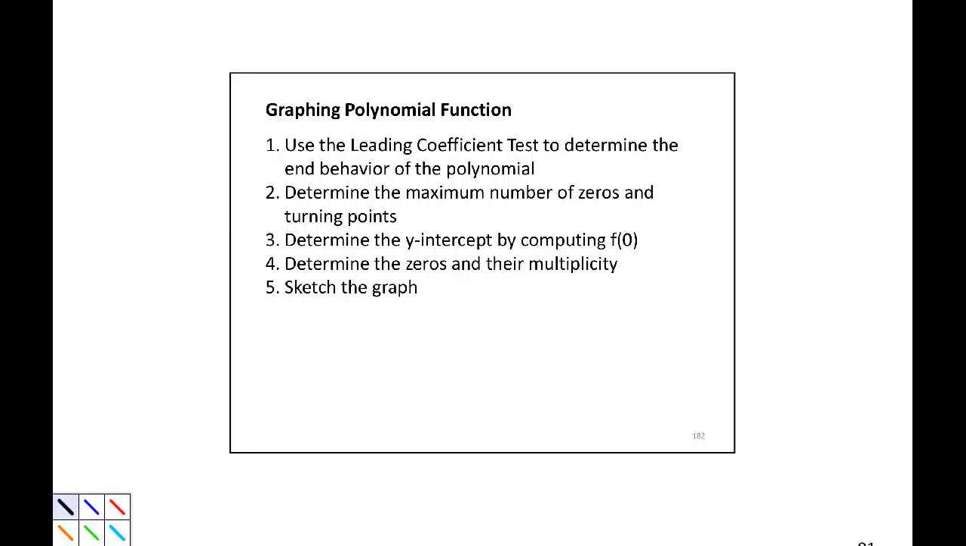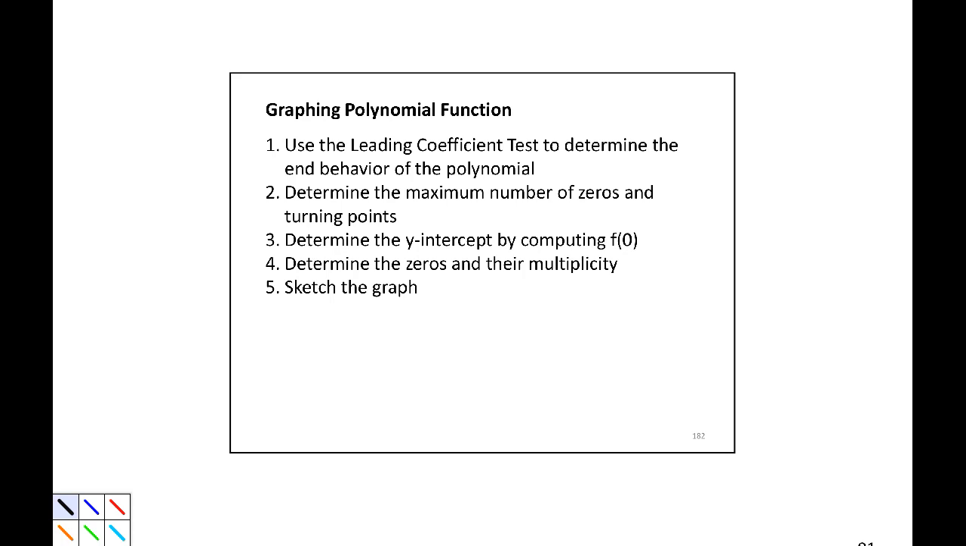In order to graph a polynomial function, we're going to follow these steps. Number one, use the leading coefficient test to determine the end behavior of the polynomial. That's our first big indicator. Number two, determine the maximum number of zeros and turning points.